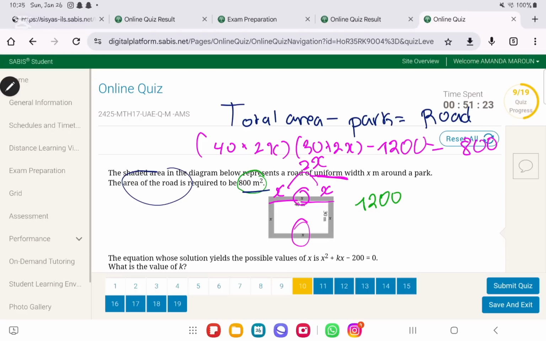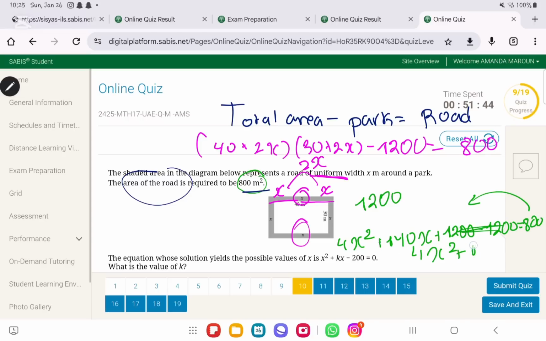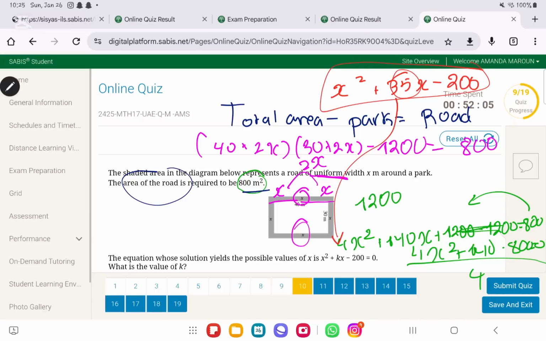Okay, so after solving it, you are gonna get 4x squared plus 140x plus 1,200 minus 1,200 is equal to 800. These will go away, and you bring this to the other side. So you are gonna get 4x squared plus 140x minus 800 is equal to 0. Now divide all sides by 4, or divide everything by 4, and you're gonna get x squared plus 35x minus 200. And as you can see, the value of x is then 35.